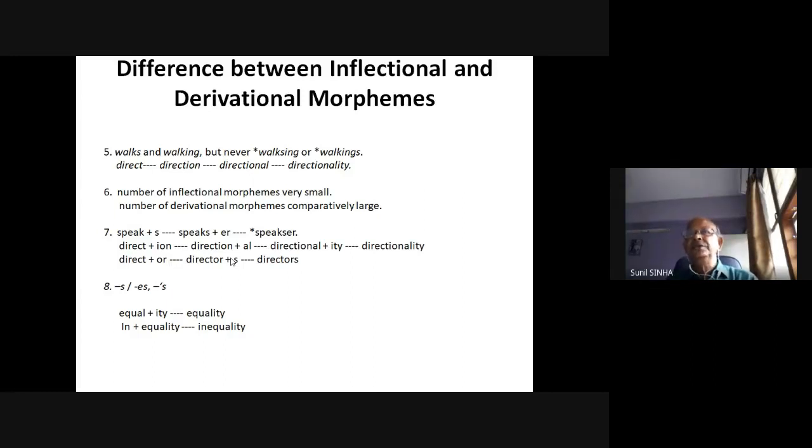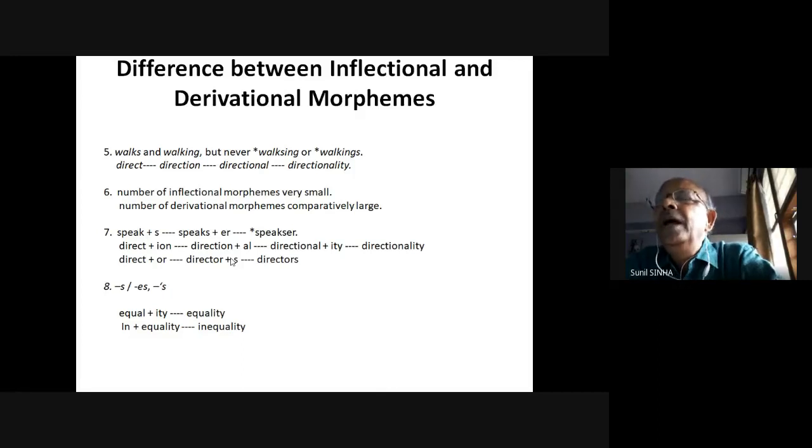But look at direct, direction, directional, directionality. Now, ION on direction is a derivational morpheme. So when we add ION to direct, we get direction. And when we add AL to direction, we get directional. And when we add ITY to directional, we get directionality.